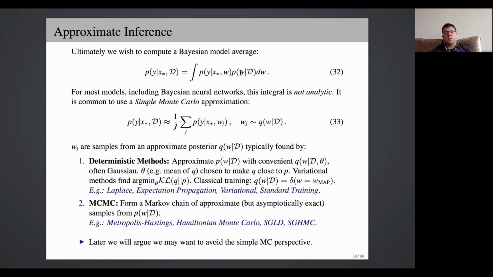Once we've got that approximate posterior, we'll take samples from it in the simple Monte Carlo procedure, and that will give us our approximate predictive distribution.